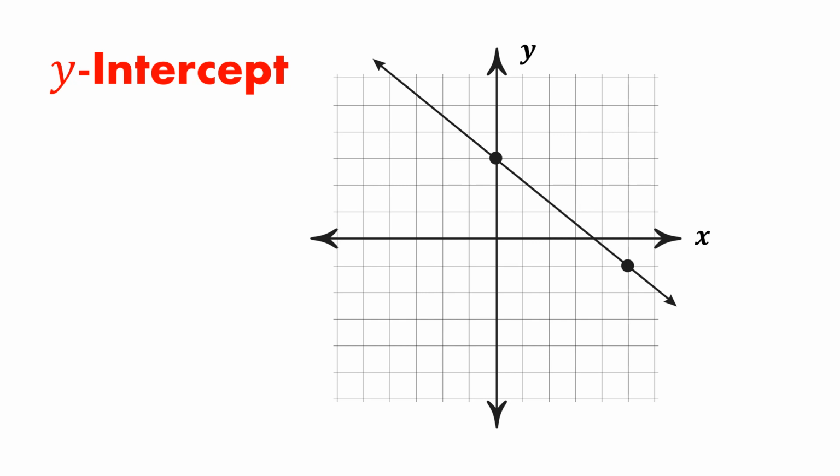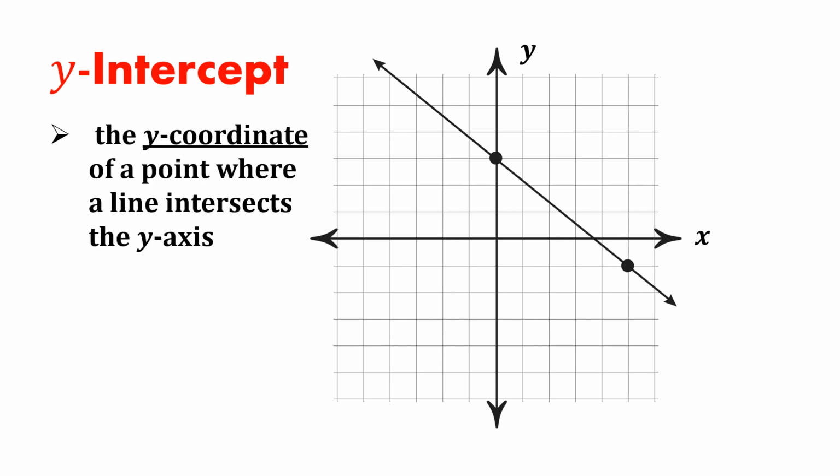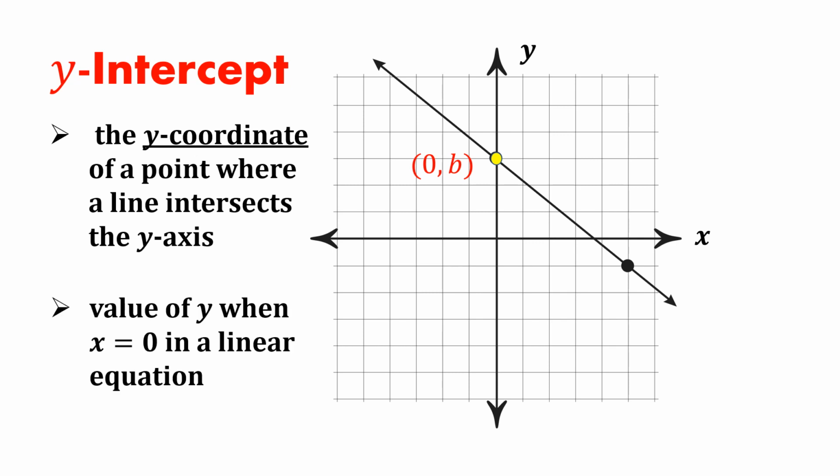The y-intercept is the y-coordinate of a point where a line intersects the y-axis. It is the value of y when x is equal to 0 in a linear equation. Let us take a look at the equation y equals x plus 3. The slope of the equation is 1 and the y-intercept is 3.